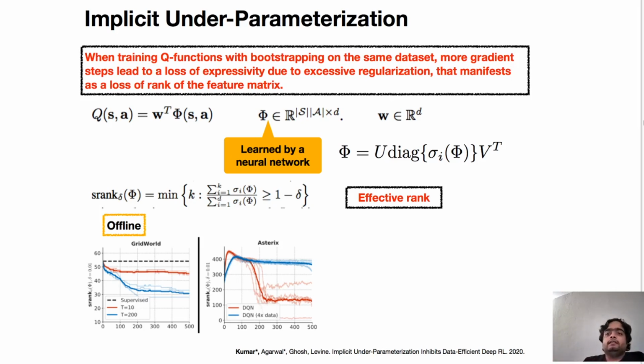And what I'm plotting here is, the x-axis shows the iterations of training. So I'm training a DQN or a fitted Q iteration style algorithm.